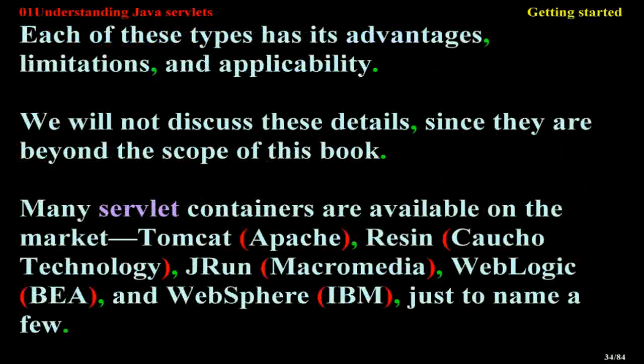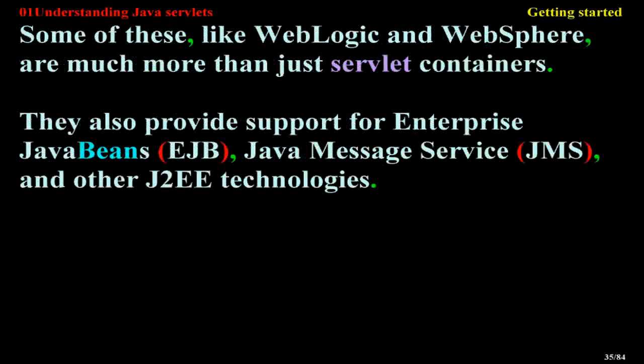Each of these types has its advantages, limitations, and applicability. We will not discuss these details, since they are beyond the scope of this book. Many servlet containers are available on the market: Tomcat (Apache), Resin (Caucho Technology), JRun (Macromedia), WebLogic (BEA), and WebSphere (IBM), just to name a few. Some of these, like WebLogic and WebSphere, are much more than just servlet containers. They also provide support for Enterprise Java Beans (EJB), Java Message Service (JMS), and other J2EE technologies.